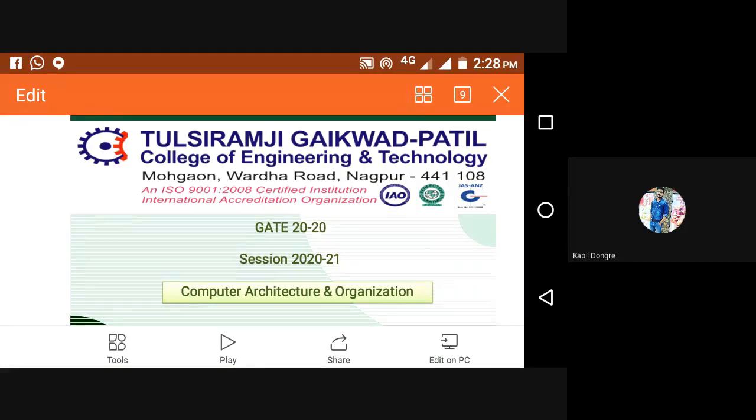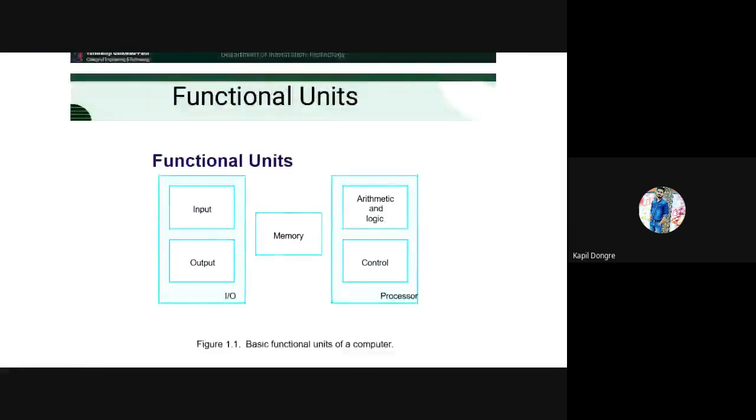Today, we are going to see computer architecture and organization and what the basic functions of computer architecture and organization are. If we look at computer architecture and organization, there are different types of important components, or basic functional units, of computers. First are input, output, memory, arithmetic and logic unit, controller, and processors.